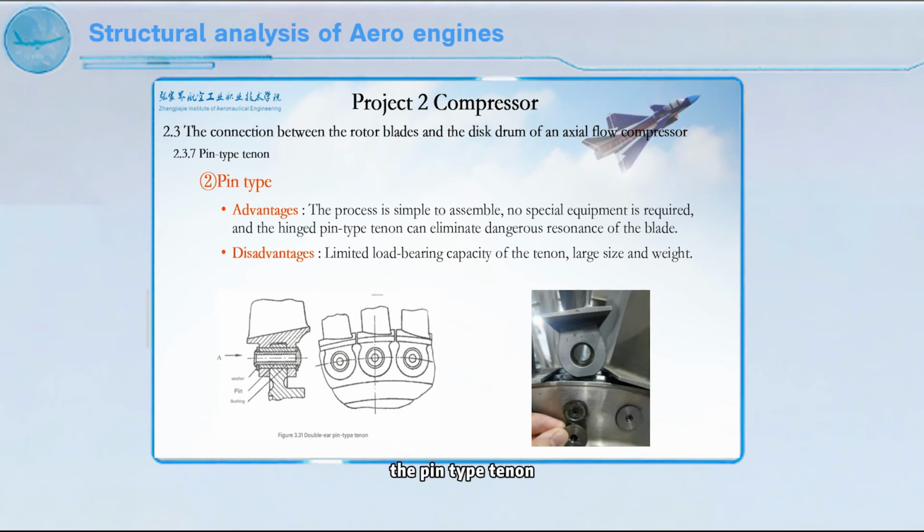The pin-type tenon generally places the working blade on the rim by means of a lug or inserts it into the ring groove of the rim and relies on the pin or bushing to bear shear and transfer the blade load. There is a gap between the bushing and the lug hole, and between the lug and the side of the wheel disc, which allows the blade to swing around the pin during operation, which has the effect of shock absorption and eliminating additional stress at the connection. The advantage of this tenon is that the assembly process is simple and does not require special equipment for processing, but the load-bearing capacity is limited and the size and weight are large.